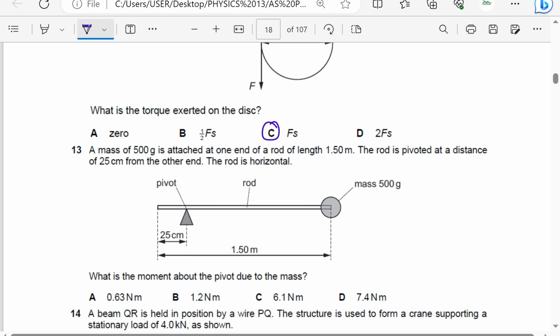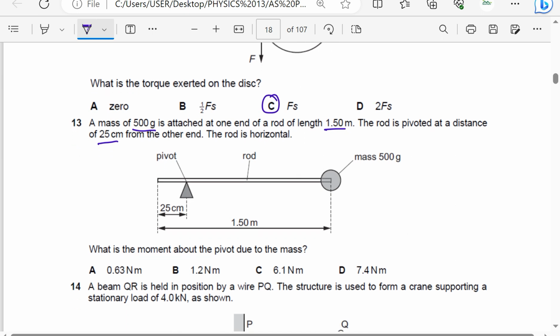A mass of 500 grams is attached at one end of a rod of length 1.5 meters. The rod is pivoted at a distance of 25 centimeters from the other end. The rod is horizontal. What is the moment about the pivot due to the mass?